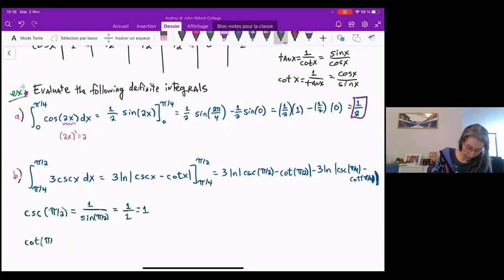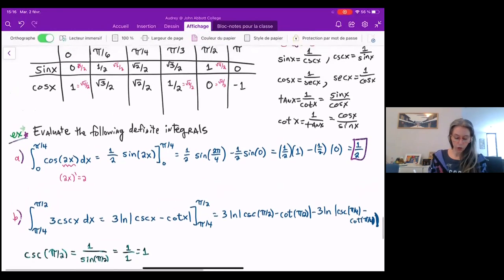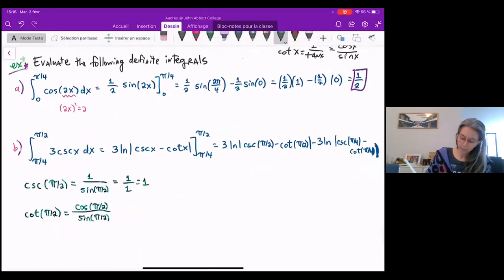Cotangent of pi over 2 is equal to cosine of pi over 2 over sine of pi over 2. So at this point, I can plug those into my calculator, or I can just go to the chart up here. Cosine of pi over 2 is 0, sine of pi over 2 is 1. So this is equal to 0 over 1. This is just 0.